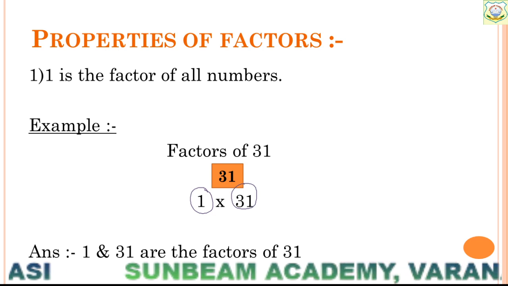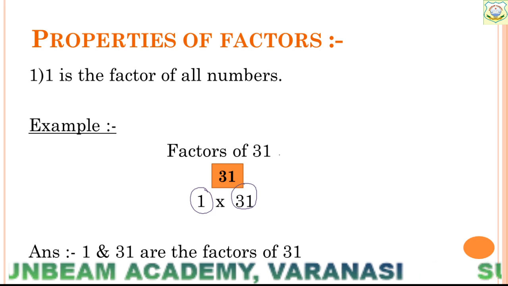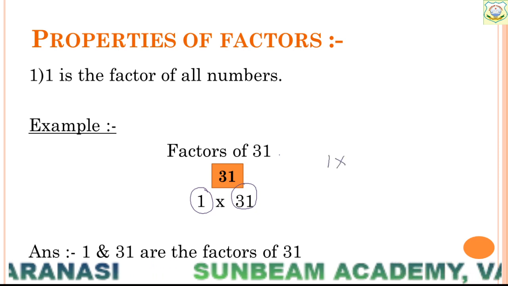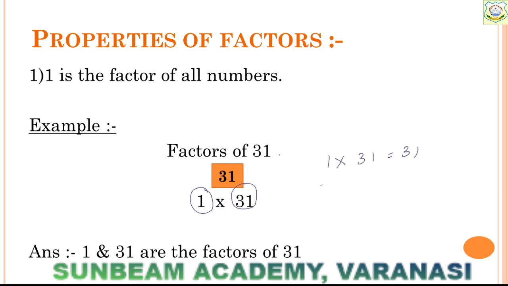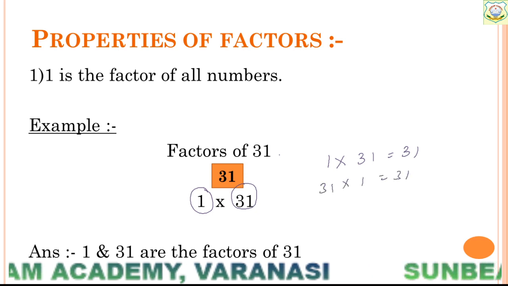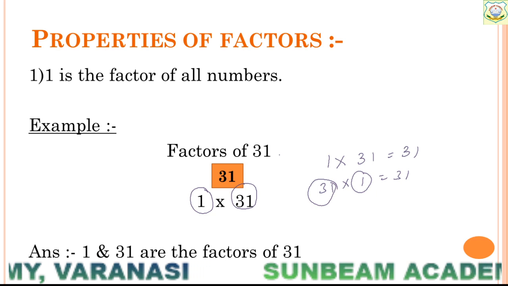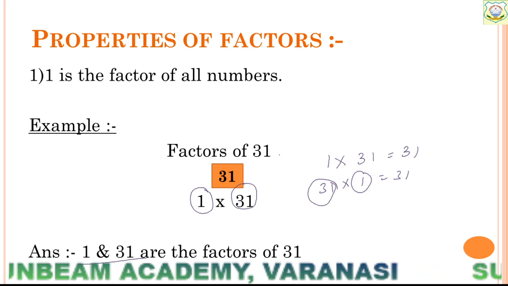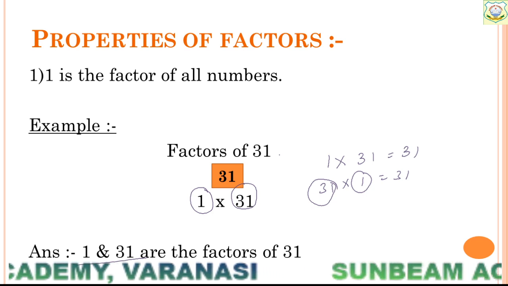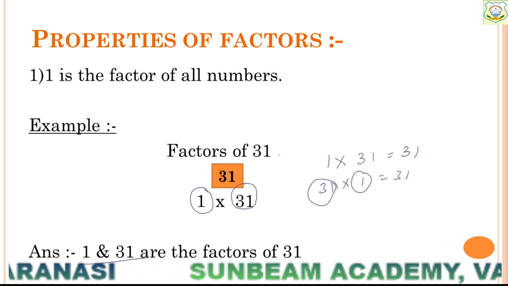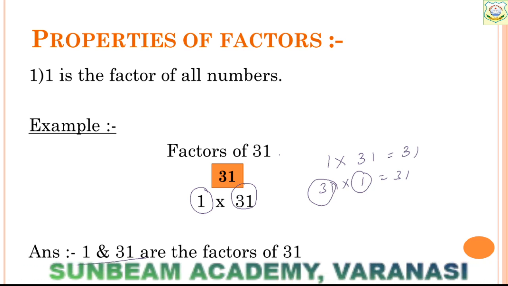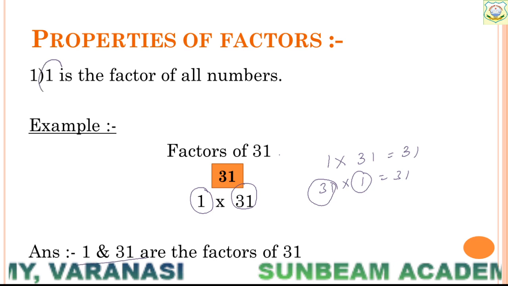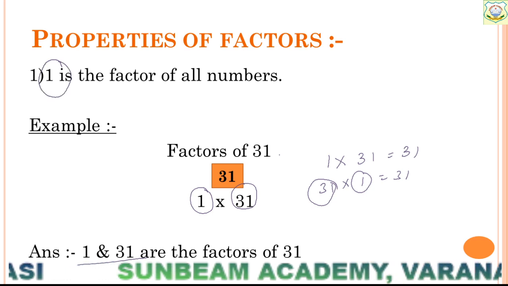So now here we have found the factors of 31. 31 comes only in the table of 1. So 1 multiplied by 31 is 31 and 31 multiplied by 1 is 31. So there are only 2 factors of 31. 1 and 31 are the factors of 31. Always remember there will be at least 2 factors of each and every number. But 1 is an exceptional number. Remember that. Okay? Understood this point? That 1 is a factor of all numbers.